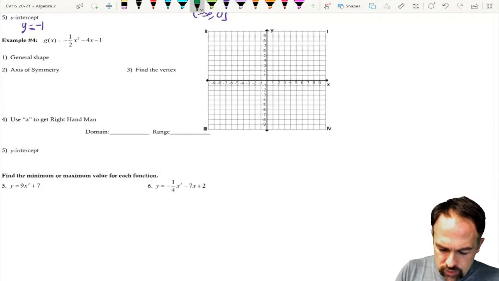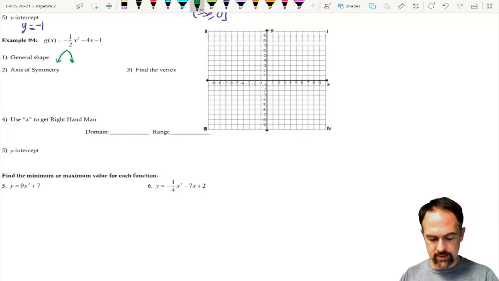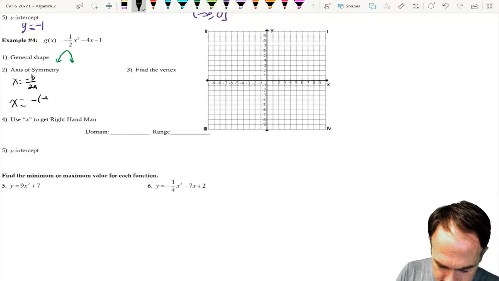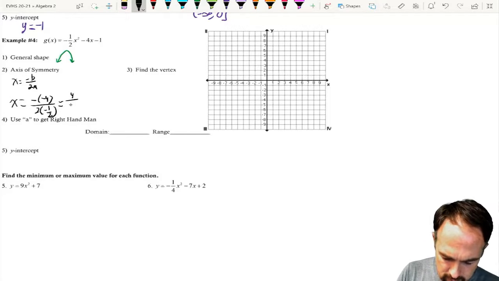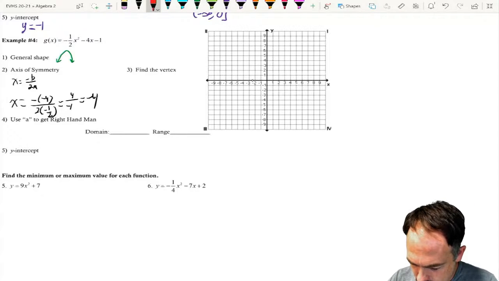Okay, with number 4, general shape. I've got a negative 1/2 for my a value, so it's going to be upside down, pointed down. So our axis of symmetry, x equals negative b over 2a. Got to be careful on this because we got some fractions in there. So negative times negative 4 over 2 times negative 1/2. Well, that's going to give me positive 4 over 2 times 1/2 is 1, negative 1. So that's at negative 4. So let's jump over here to 1, 2, 3, 4.